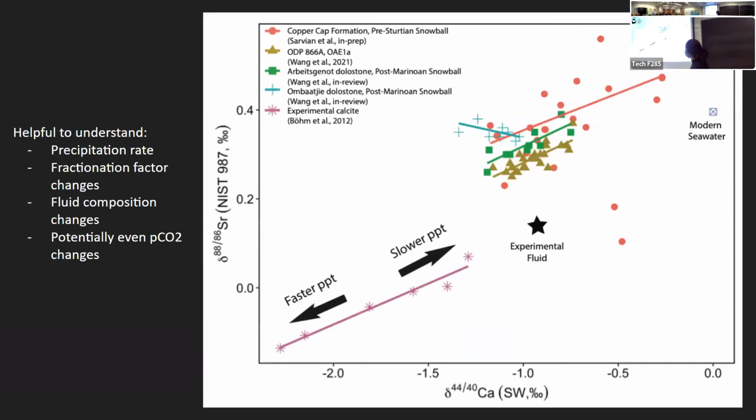The way that I'm doing that is using our novel multi-proxy, is what we coined, right, Andy? I look at strontium isotopes and calcium isotopes in carbonate rocks of different mineralogies. And we found that it's helpful for us to understand a couple different things: precipitation rate, maybe fractionation factor changes, maybe fluid composition changes, and potentially even PCO2, since there's a relationship between PCO2 and carbonate precipitation.